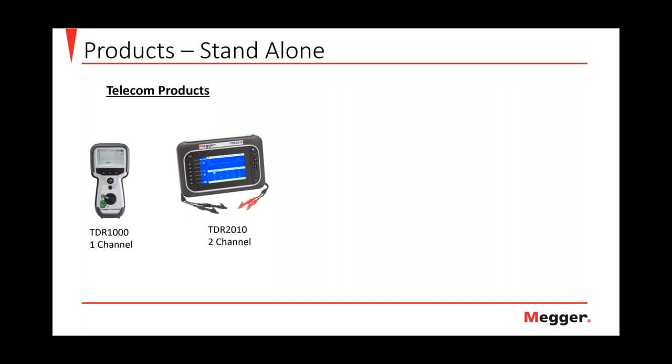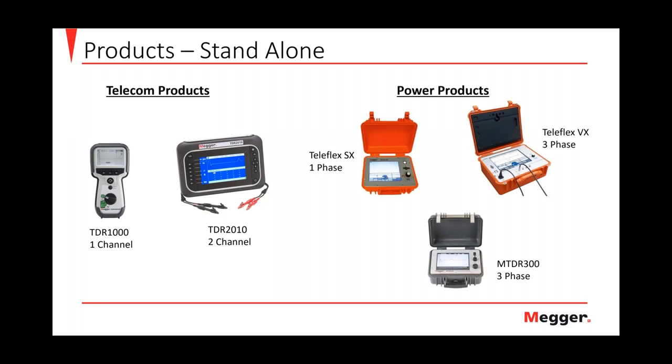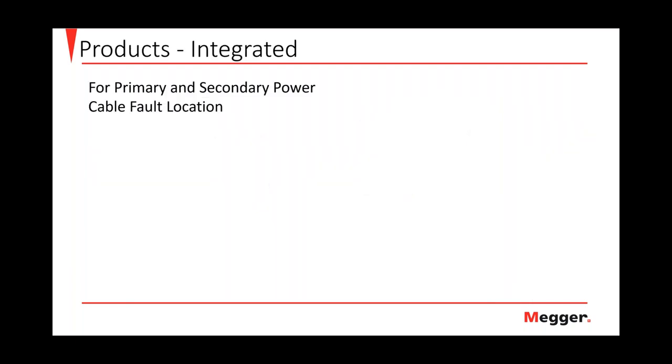So here are some of the products that we have. For the handheld telecom products, we have a TDR1000, which is a single channel, very nice little unit, and the 2000 series, a couple different models of this, which is a two-channel unit for use with phase comparison. And then we have the power products. We have the Teleflex single phase, this is the SX single phase. We have the VX, which is a three-phase unit, and we've got a simpler MTDR300, which is also a three-phase unit. And then for primary and secondary power cable fault location, we've got the SPG40 with a Teleflex.